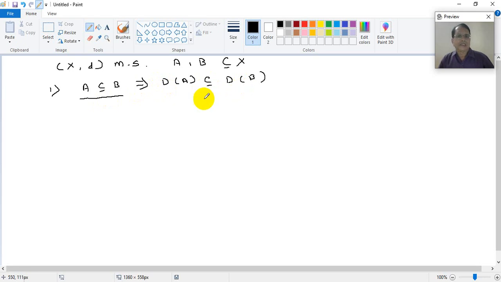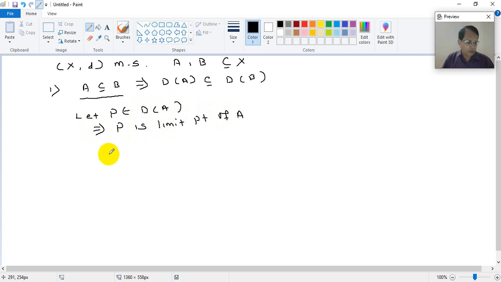So as per the usual method we will start with some point of DA. We will show that that point belongs to D of B. Okay, so how will we do it? Let P belong to D of A. P belongs to D of A. So what does it mean? It means P is a limit point of A.